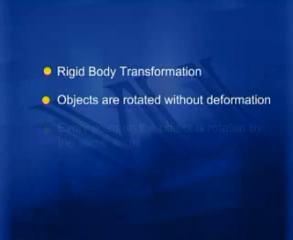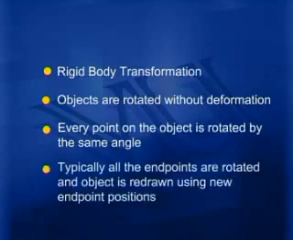Rotation again is a rigid body transformation. Objects that are rotated, they do not get deformed, कोई deformation नहीं होती है, and every point on the object gets rotated by the same angle. वही बात जो translation के साथ true थी वो यहाँ भी true है. And typically all the endpoints of an object that needs to be rotated, उनको rotate कर दें और फिर redraw कर दें. That's the easiest way out.